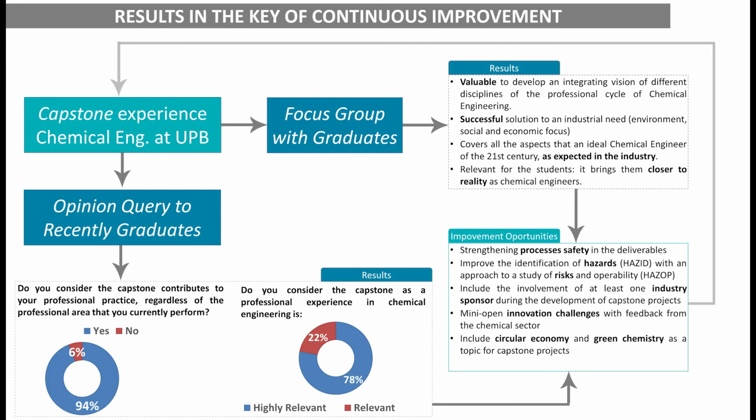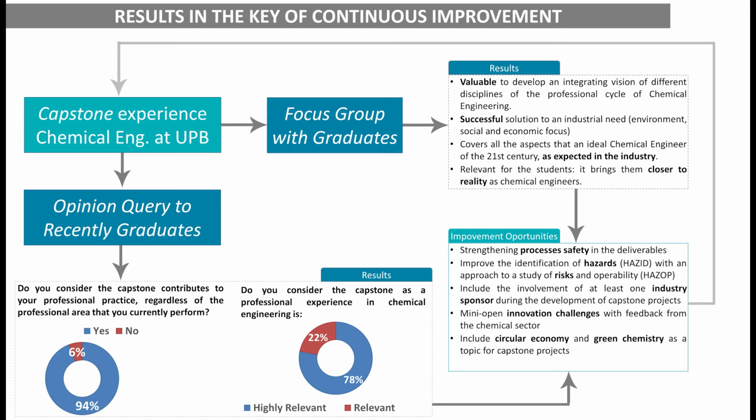In this slide, we can summarize the results coming from the focus group and the opinion query. The graduates participating in the focus group consider the Capstone very valuable for developing in the students an integrating vision of chemical engineering. The construction of a proposal with a technically, environmentally, socially, and economically viable solution to an industrial need or a specific technical challenge is successful, and as an integrating vision, Capstone covers all the aspects that an ideal chemical engineer of the 20th century is expected to have in the industry.